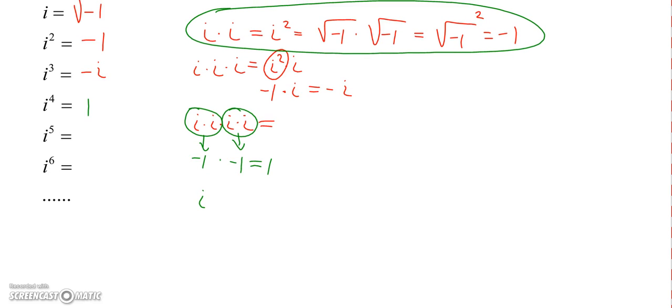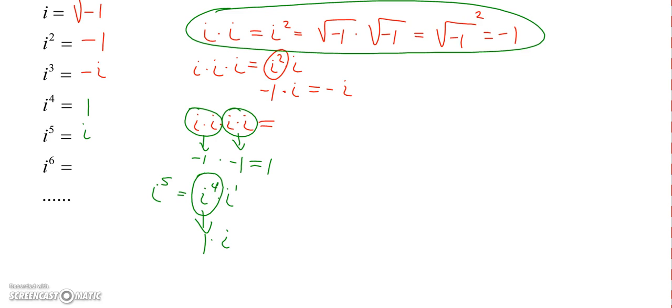There's a pattern here with i to the fifth. So I'm going to write i to the fifth as i to the fourth times i. That is, i to the 5th is the same as i to the 4th times i to the 1st. Well, going back to what we talked about just right above, i to the 4th we know is equal to 1. So 1 times i simplifies down to i.